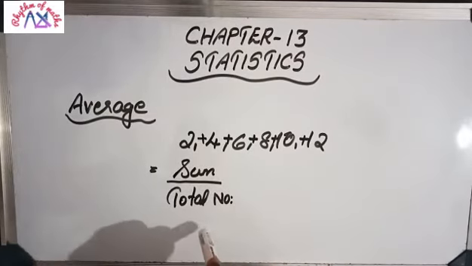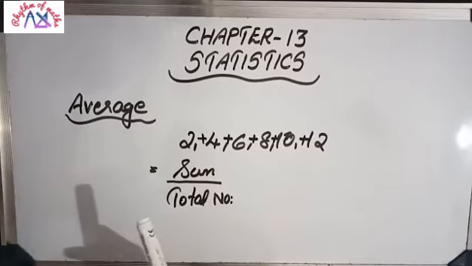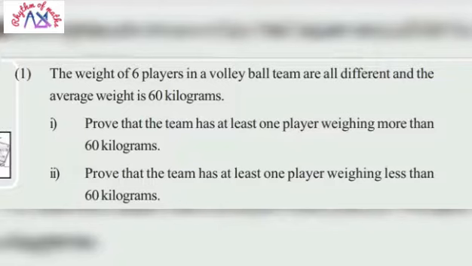Now let's move on to problems, then only it will be more clear. From the first activity, page number 193. First question: the weights of 6 players in a volleyball team are all different and the average weight is 60 kg. First sub question, prove that the team has at least one player weighing more than 60 kg. Second sub question, prove that the team has at least one player weighing less than 60 kg.